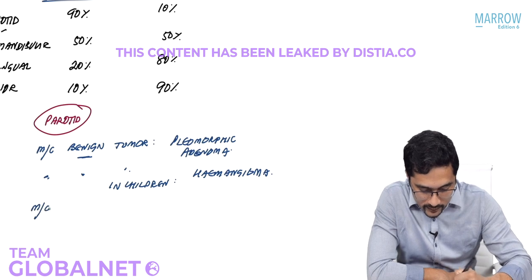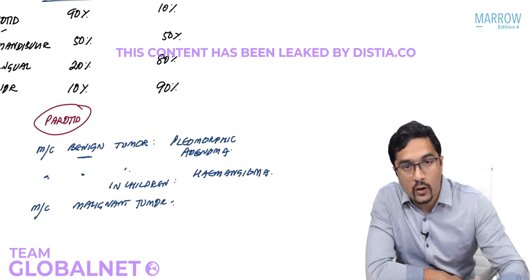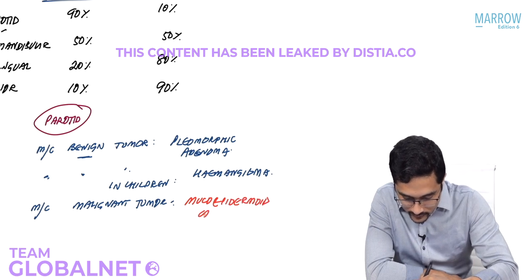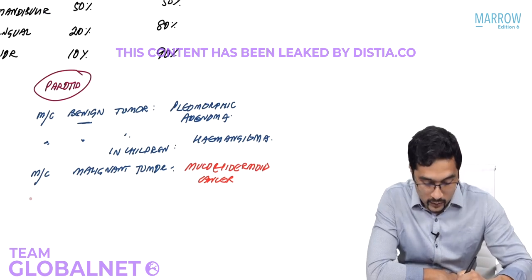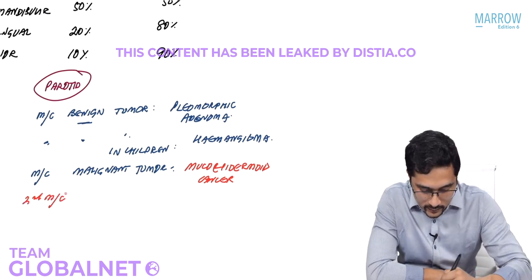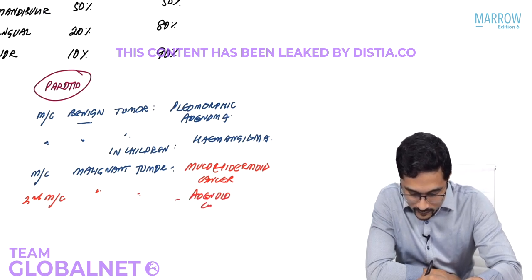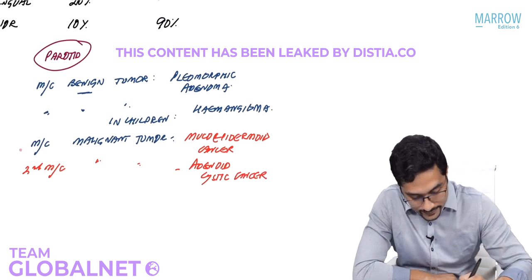What is the most common malignant tumor of parotid? The most common malignant tumor of parotid is mucoepidermoid cancer. This has also been asked in the exam. It is mucoepidermoid cancer. And what is the second most common malignant tumor of parotid? It is adenoid cystic carcinoma. This also we'll talk about in detail later on.